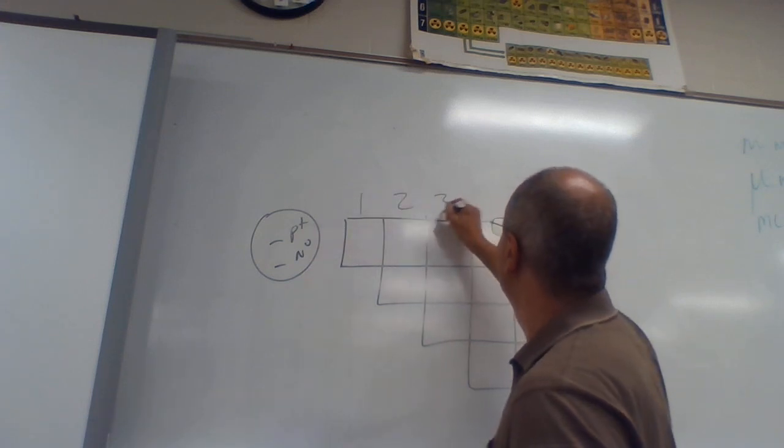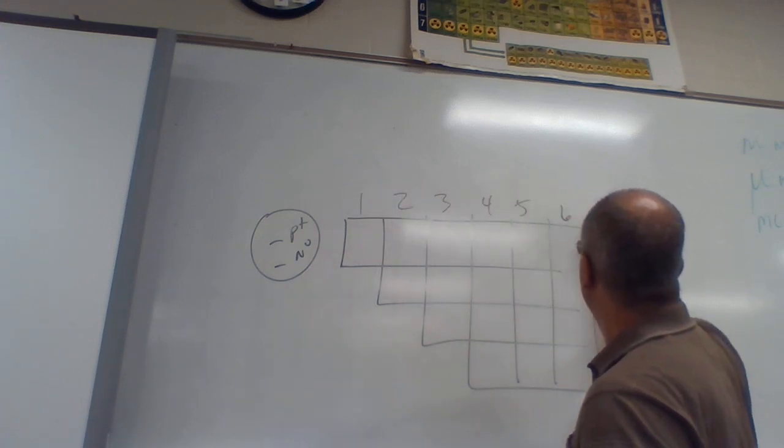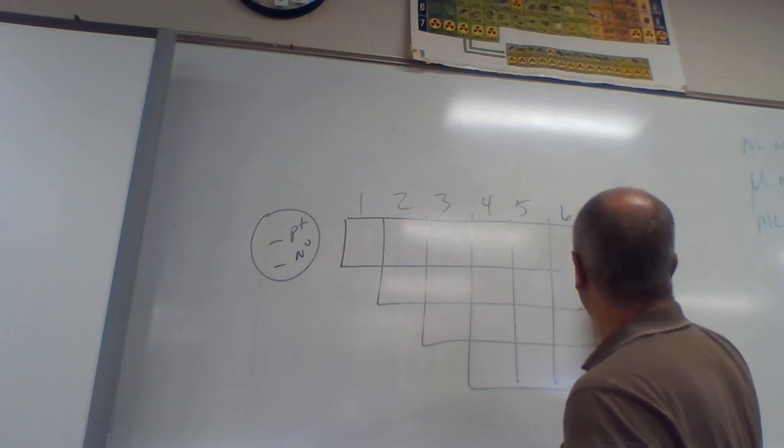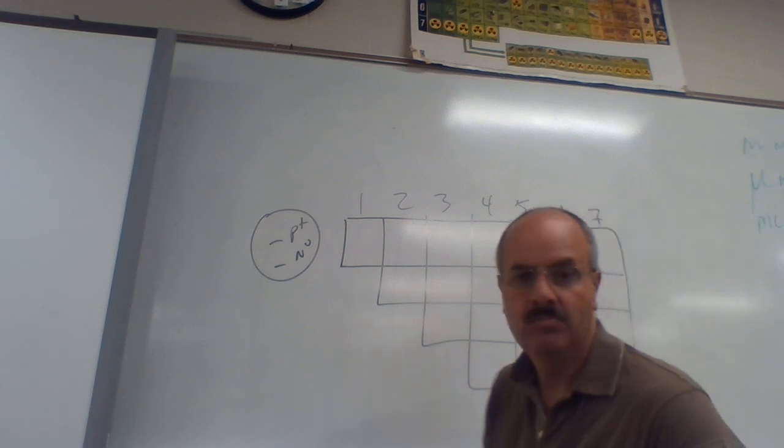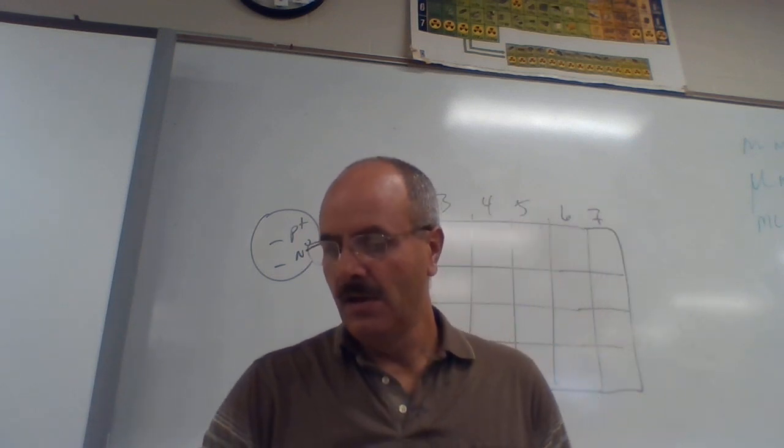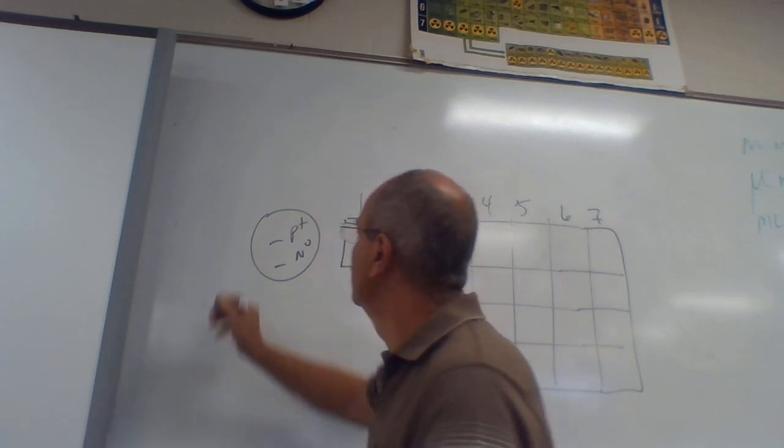This is 1, 2, 3, 4, 5, 6. Oops, one more. 7. All right, it's on the screen. All right, so the first one we're supposed to do is silver.